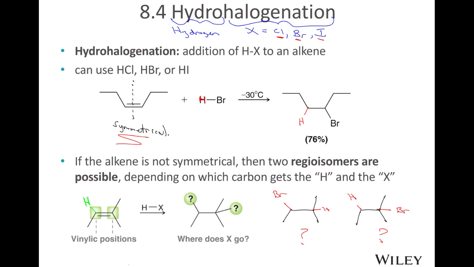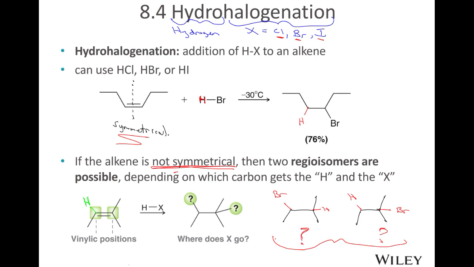But that's a symmetrical alkene. And this is really important. If the alkene is not symmetrical, so if we have an asymmetrical alkene, then two regioisomers are going to be possible, depending on which carbon gets the proton and which carbon gets the halogen. So I have shown here the two possible regioisomers. And which one are we going to form?